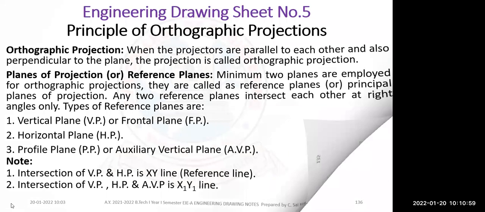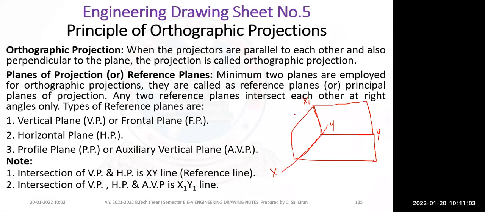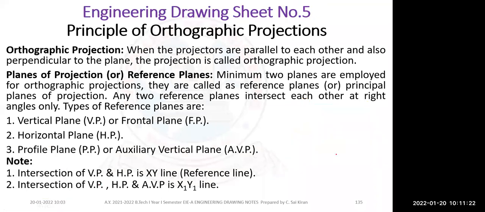Did you understand the concept, or any doubts in this one? If you understand this, then only you can understand the other concepts. Sheet 5 is the most important in drawing. If you understand sheet 5, then only you can understand the next sheets 6, 7, 8, 9, 10, 11, 12. All the sheets you can understand only if you understand sheet 5. So listen carefully. Understood? Any doubts? What is meant by vertical plane, horizontal plane, profile plane?